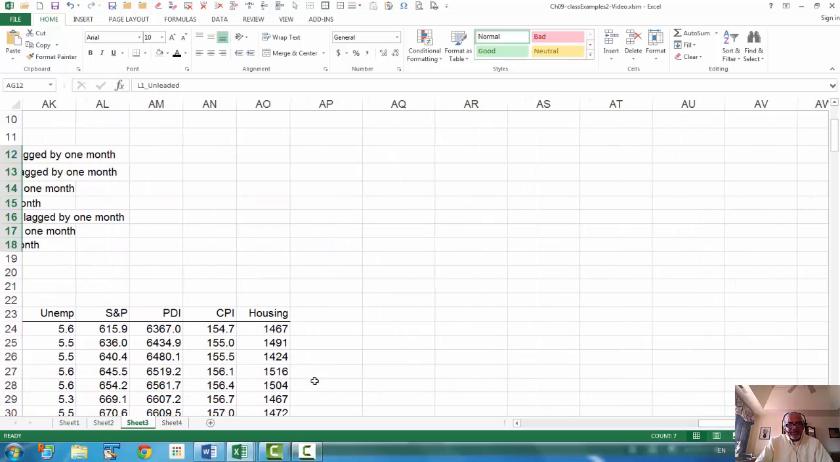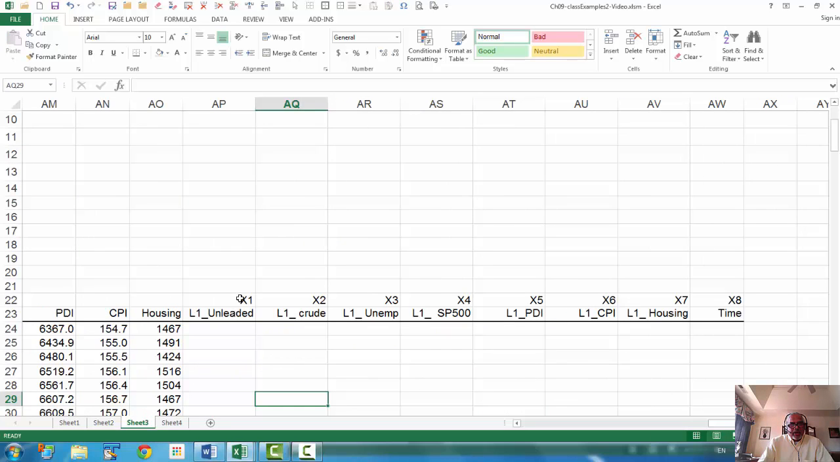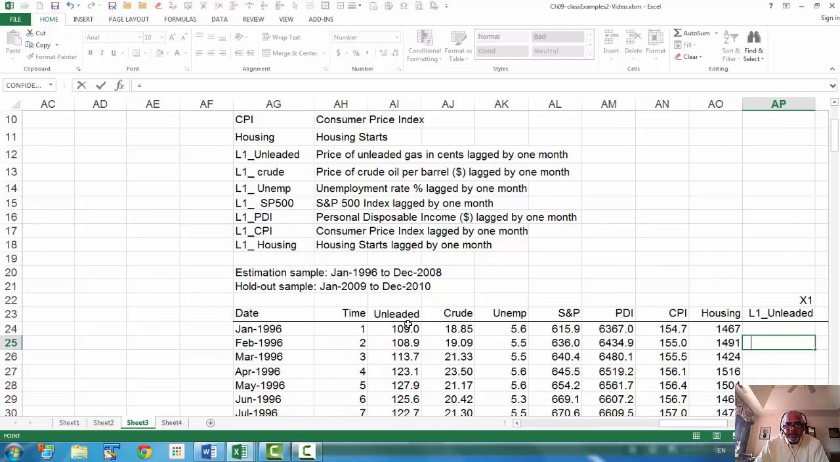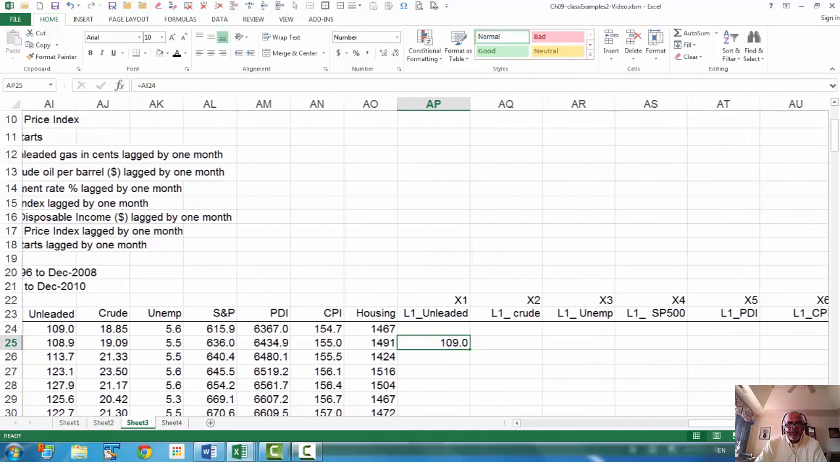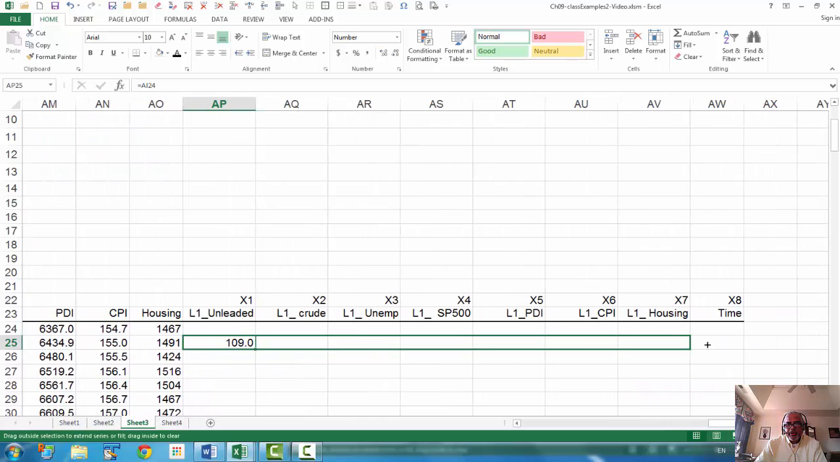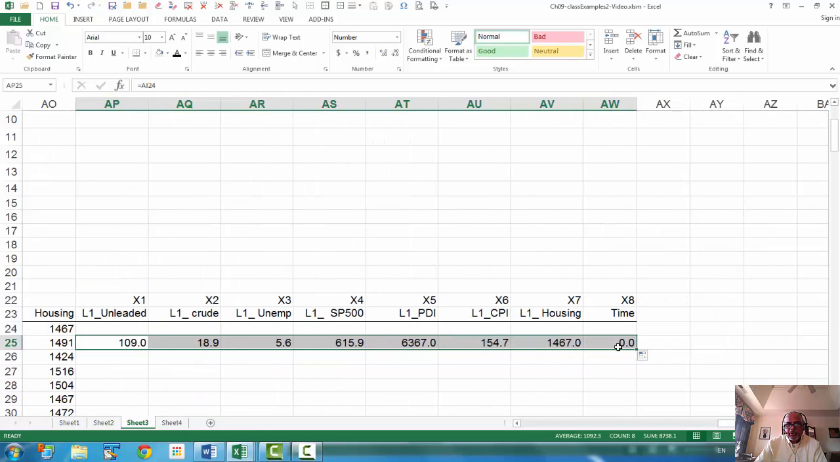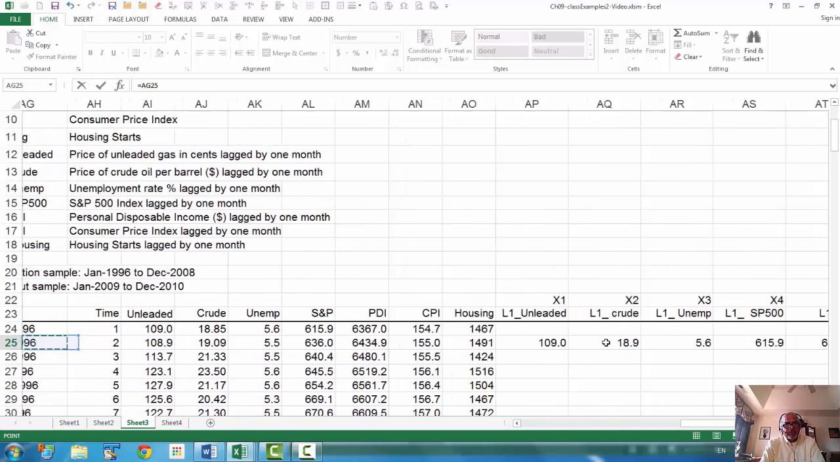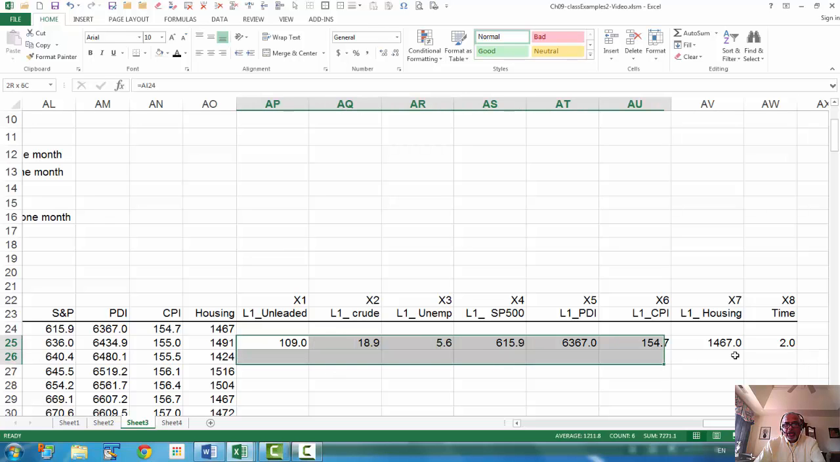So we want to look at the lagged values as the starting point. So let's set up the lags first. We're going to use X sub 1 as the notation for L1 unleaded, X sub 2 for L1 crude, and so on. Now L1 unleaded is just simply that. We are lagging by one time period. Now if we copy that the rest of the way, that will lag everything by 1. The time should not be lagged, so time will be just that. Now we copy this.